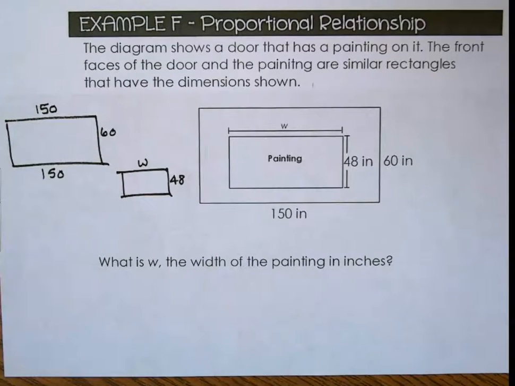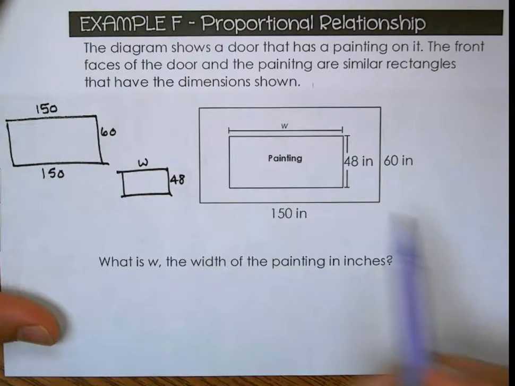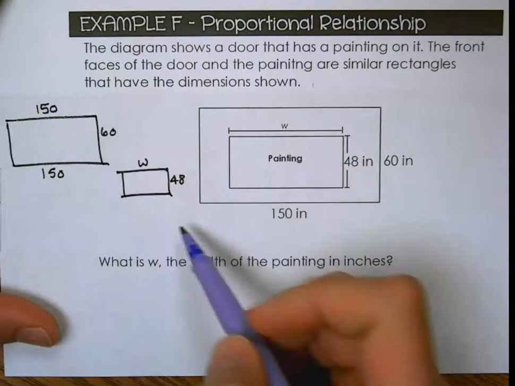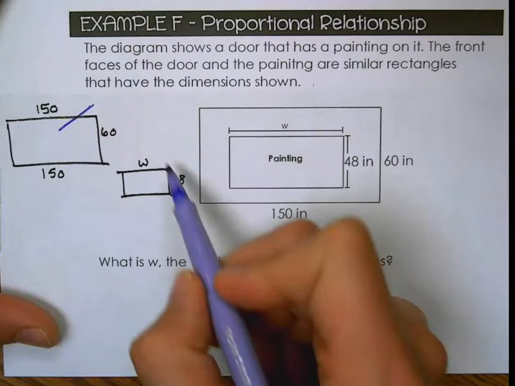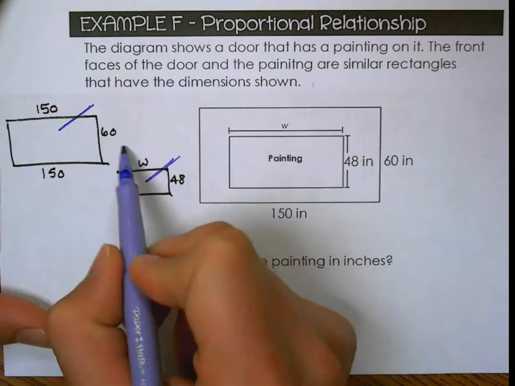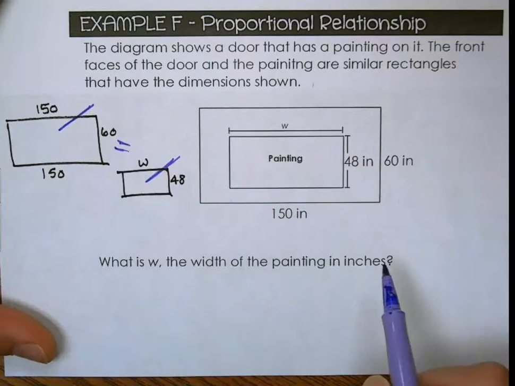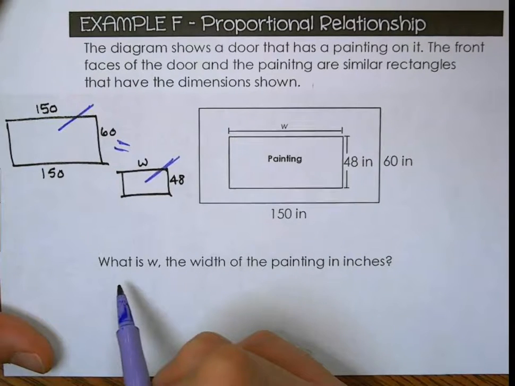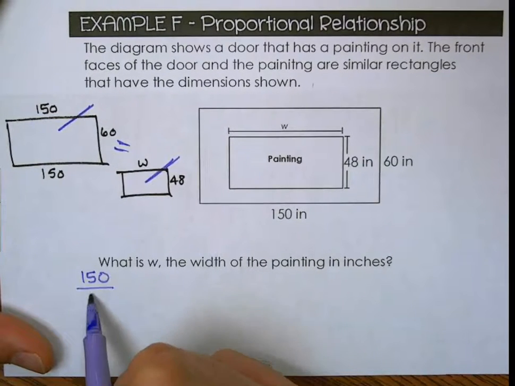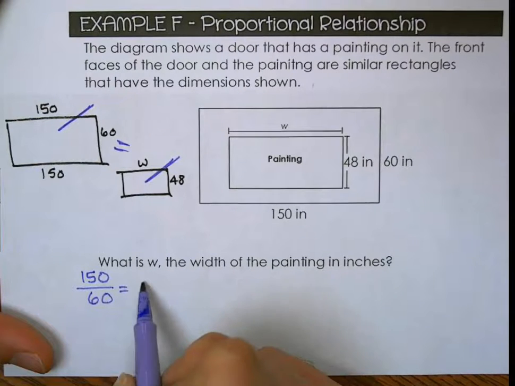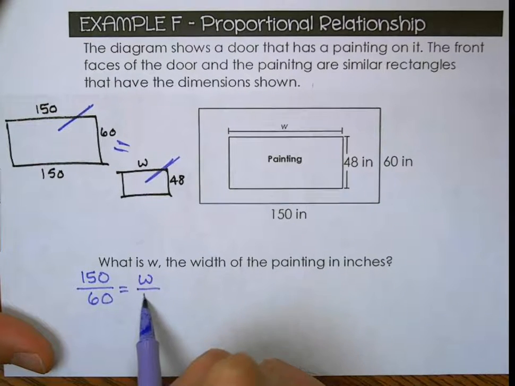Okay, so now I'm going to make a proportion and solve it. The way I would do it, again, there are other ways, but the way I would do it is by using the picture to make my proportion. I would put a fraction bar right there, and a fraction bar right there, and an equal sign between them. And my proportion would be 150 over 60 equals W over 48.